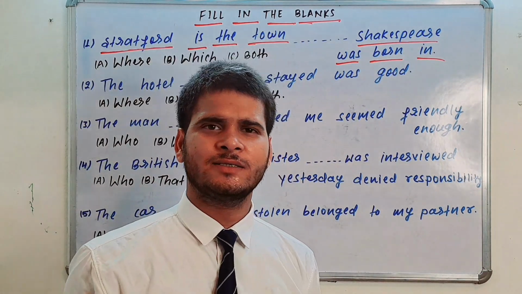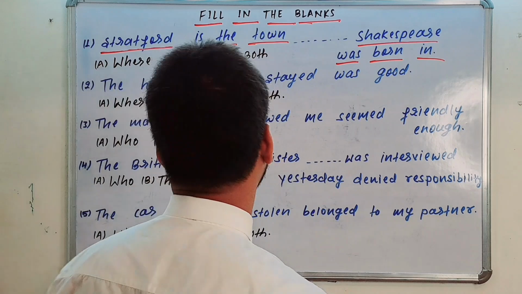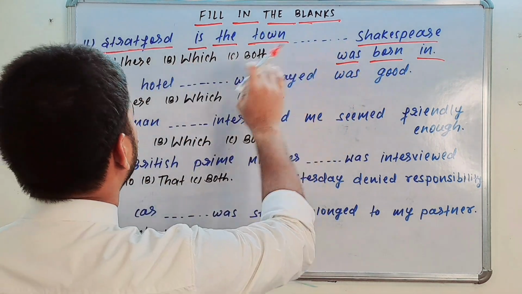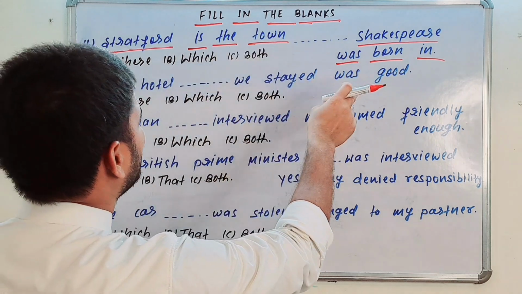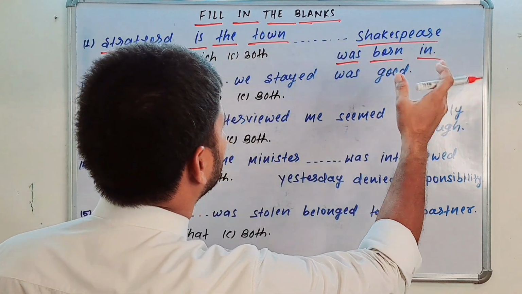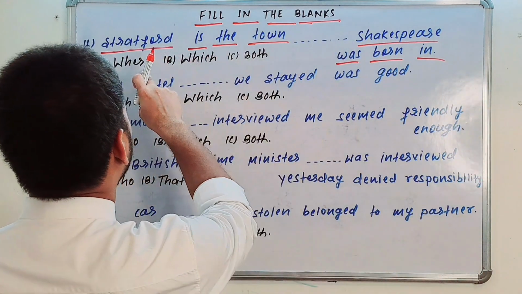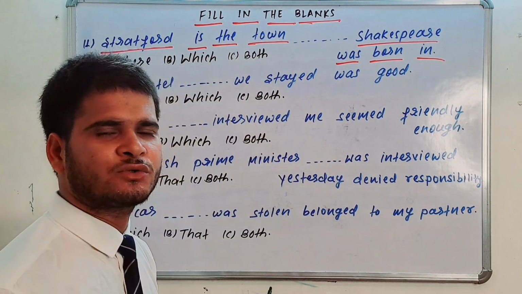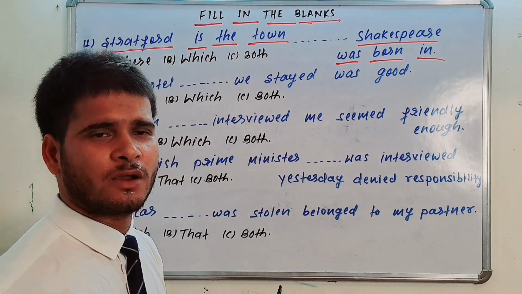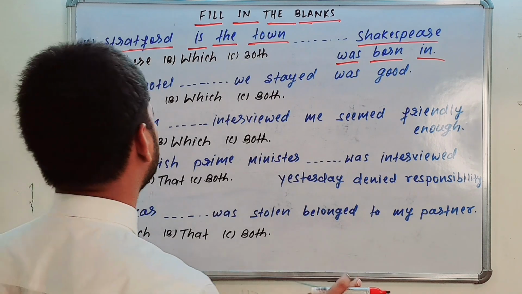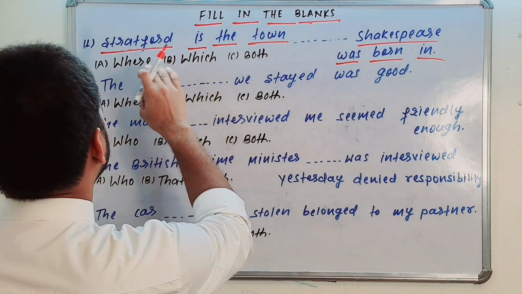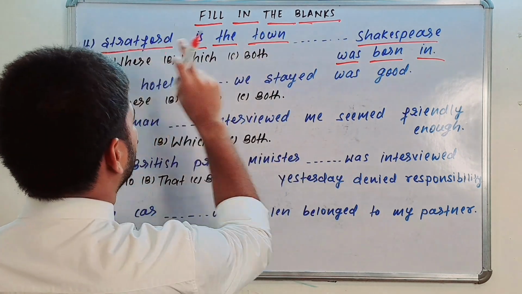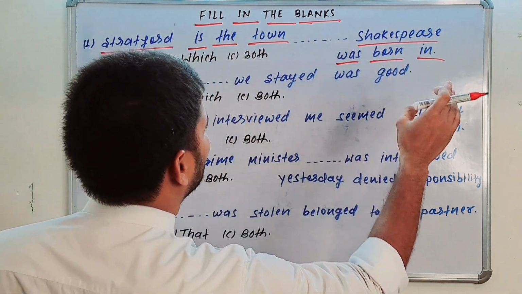Now select the right answer and the right option here. Option A, where. Just put that where here. Stratford is the town where Shakespeare was born in. Put where first and try to understand. But if you know the suitable answer, you can comment down below and I will see who is right. First question: Stratford is the town where Shakespeare was born in.